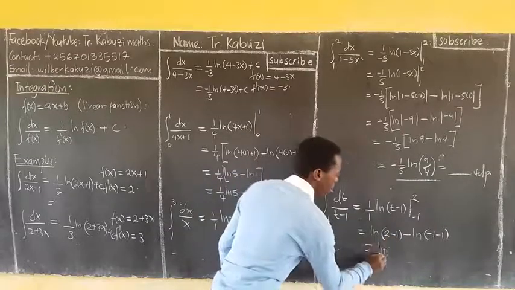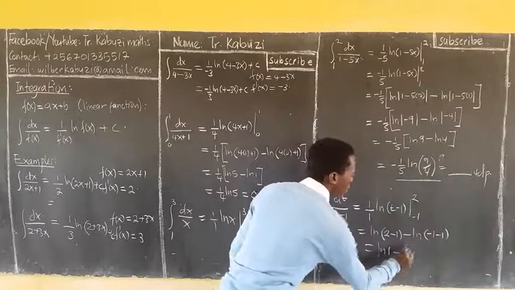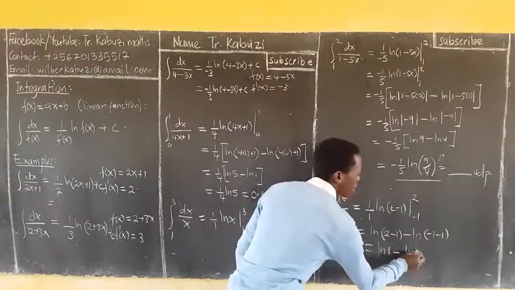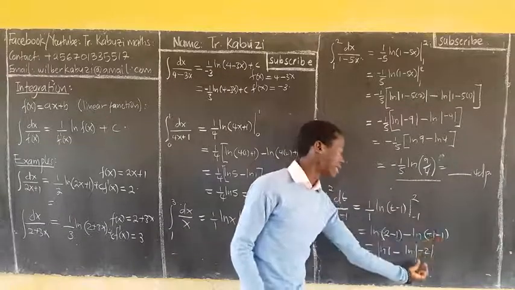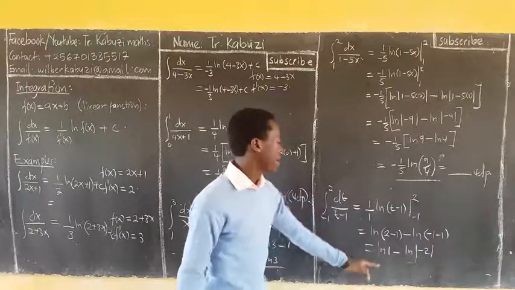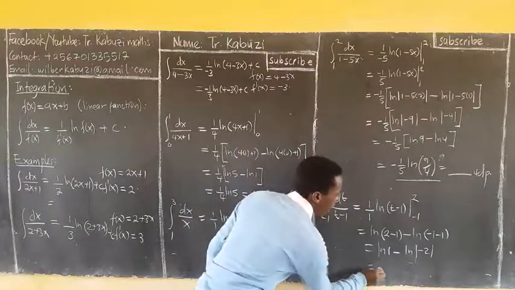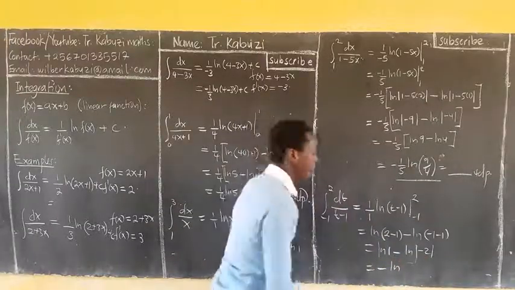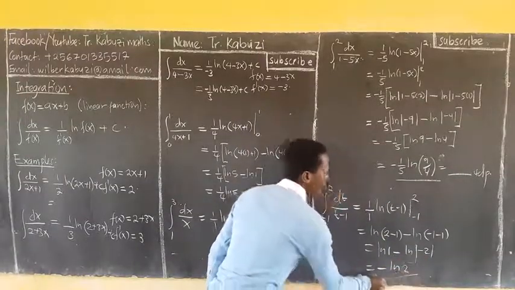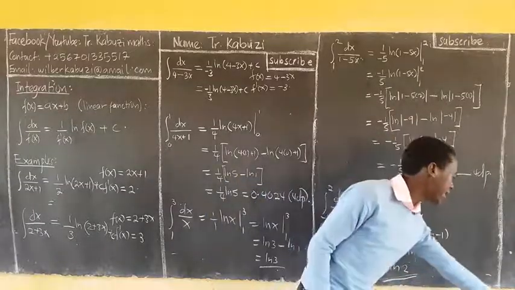So natural log of 1 minus, now here I'm going to introduce the modulus, so natural log of modulus of negative 2, because the result is negative 2. Natural log of 1 is 0, so we have minus natural log of the modulus of negative 2, which is a positive 2. You can evaluate it to decimal places, or you can leave it there.